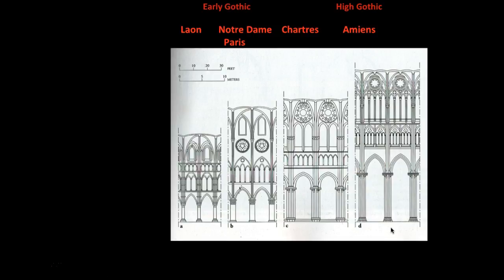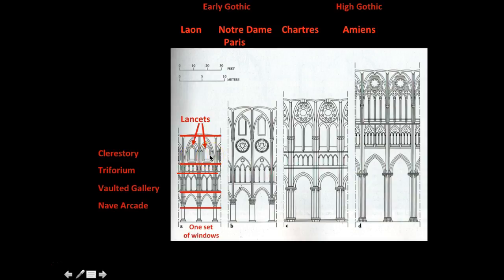Okay, this one shows you a progression of the different ones. Down here on the left is early Gothic going on to high Gothic. The first one we have is Laon, and you can see that the nave arcade is down here, and then a vaulted gallery, then the triforium, and then we have the clerestory windows, and those are called lancets right there. So it only really has room for one set of windows.